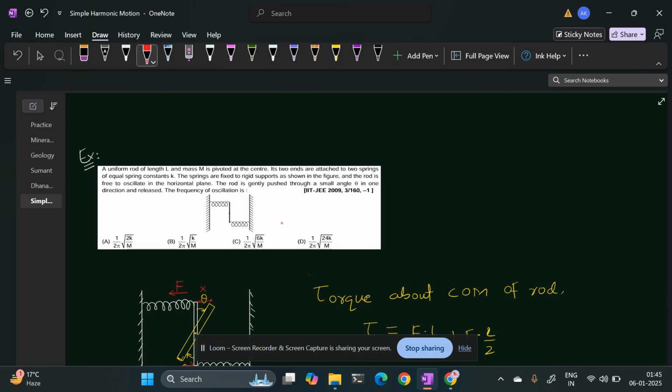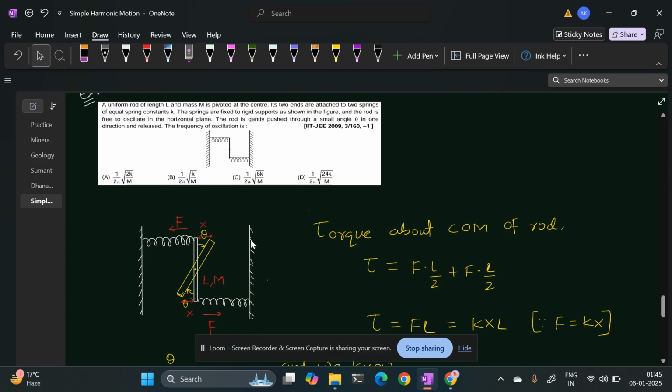So here, firstly, let's read what the question says, and then we will solve it. This question says a uniform rod of length L and mass M is pivoted at its center. Its two ends are attached to two springs of equal spring constant K. The springs are fixed to rigid supports as shown in the figure, and the rod is free to oscillate in a horizontal plane. So this is in a horizontal plane.